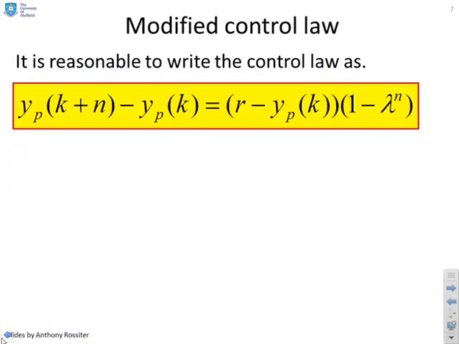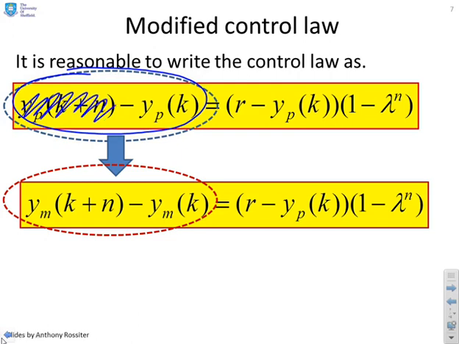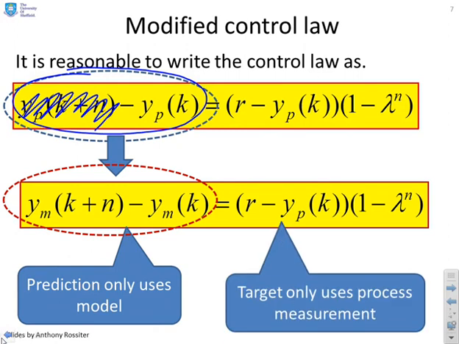So what can we do? We can say, all right, this is the control law, which has the expected change in the process output here. And we can replace that by the expected change in the model output, the corresponding expected change. And so these two should be equivalent control laws. Now we've eliminated the need to get this yp(k+n) altogether. So the prediction now only uses the model, and you'll notice, interestingly, we've no longer got this bias term. So on the left-hand side we've got a prediction just based on the model, and on the right-hand side, a target which just uses process measurement.